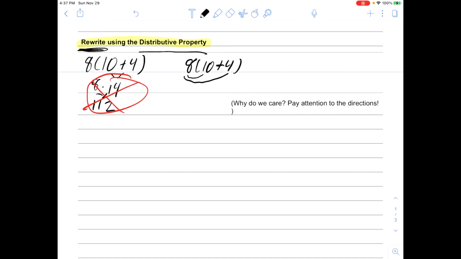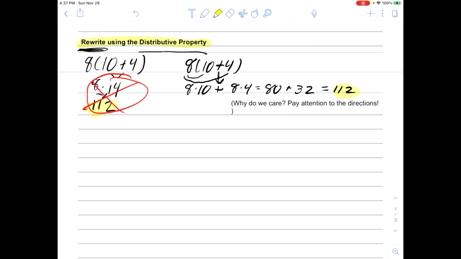So I will do 8 times 10, and I will do 8 times 4. And then this plus sign just goes in the middle. 8 times 10 is 80. 8 times 4 is 32. 80 plus 32 is 112. Now what you see here is I got the same answer with 112 in both of those spots.